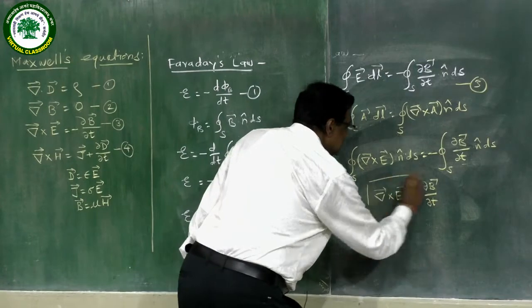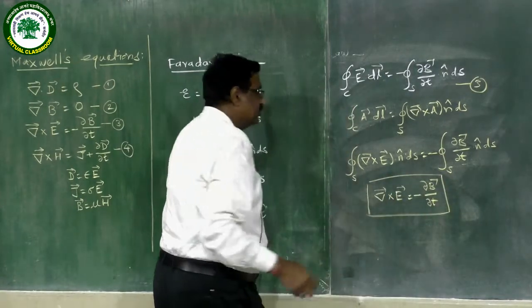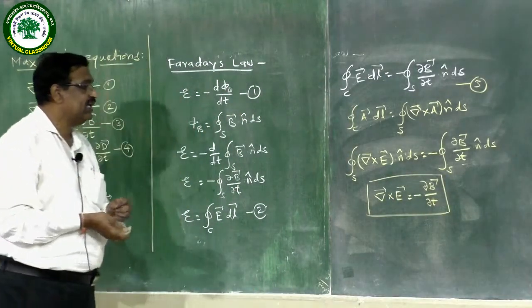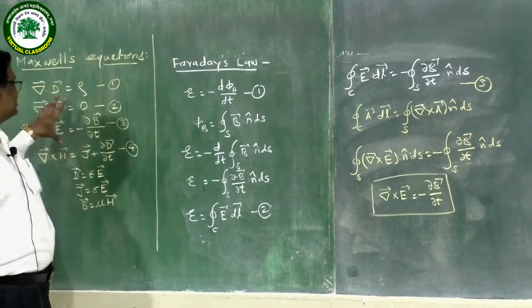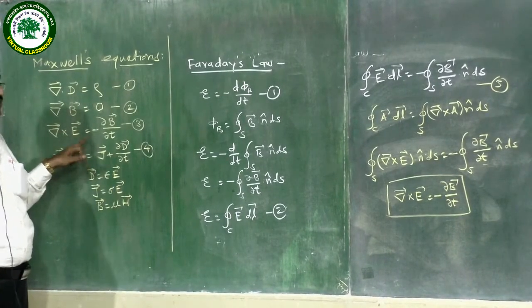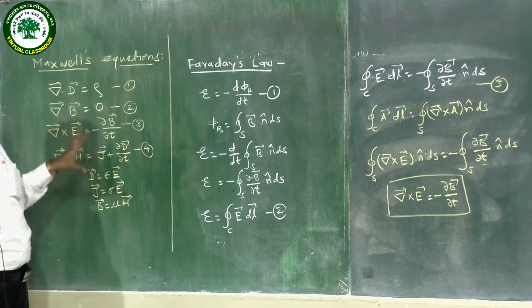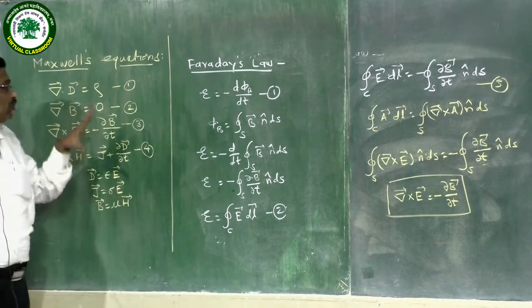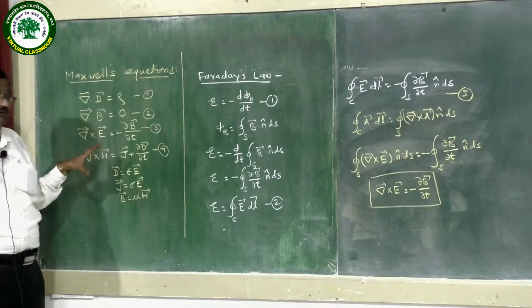And this is nothing but the Maxwell equation which we were supposed to consider. So out of the set of 4 equations, one of the equations is obtained from Faraday's law of electromagnetic induction. So this is the equation which is obtained from this. So this is how Maxwell's equations can be derived, right?